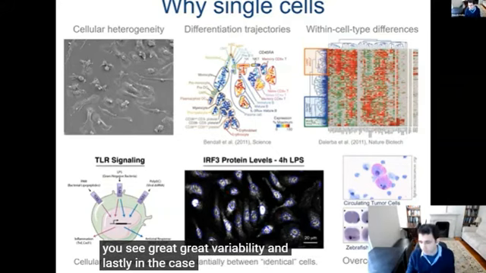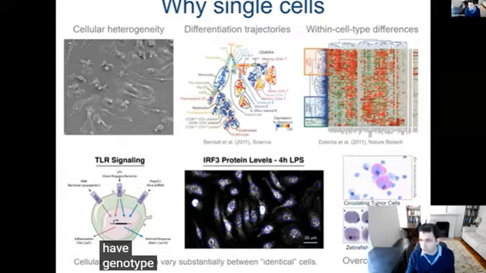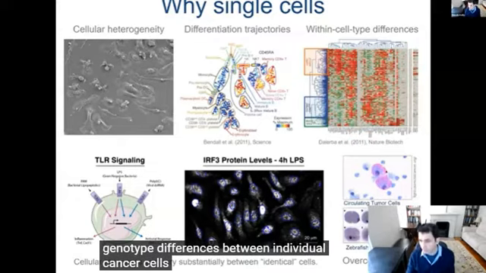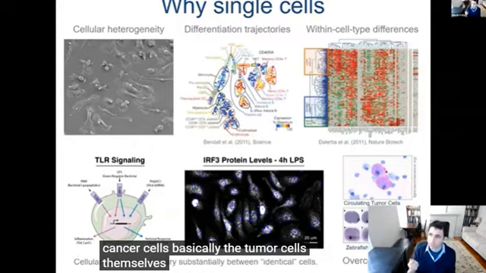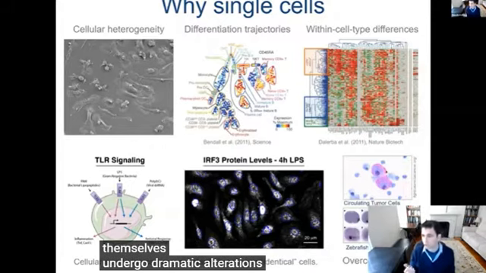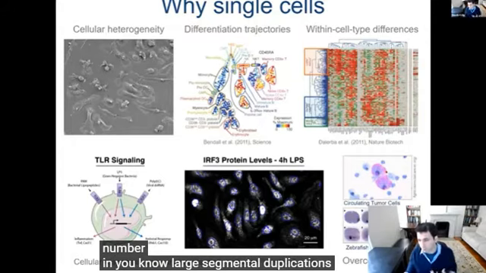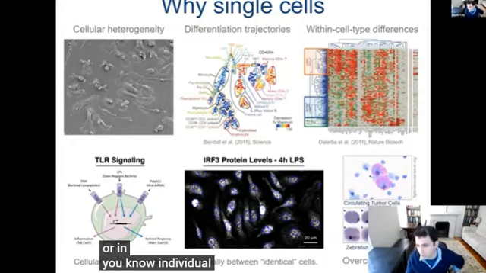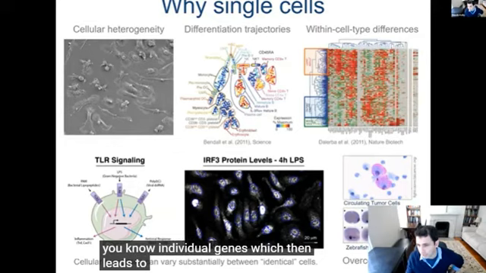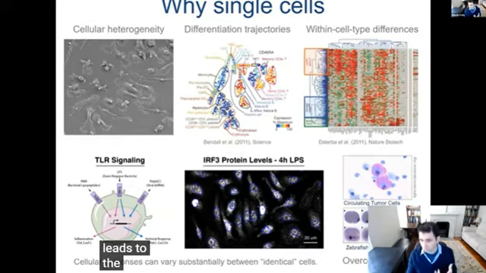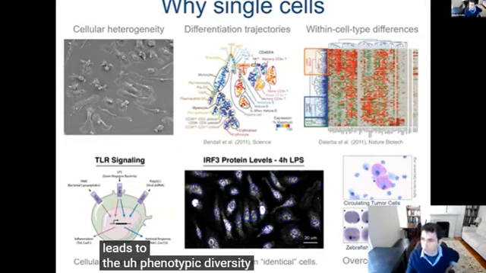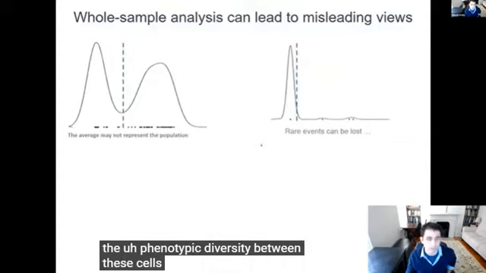And lastly, in the case of cancer, you also have genotype differences between individual cancer cells. Basically, the tumor cells themselves undergo dramatic alterations in copy number, in large segmental duplications, or in individual genes, which then leads to the phenotypic diversity between these cells.